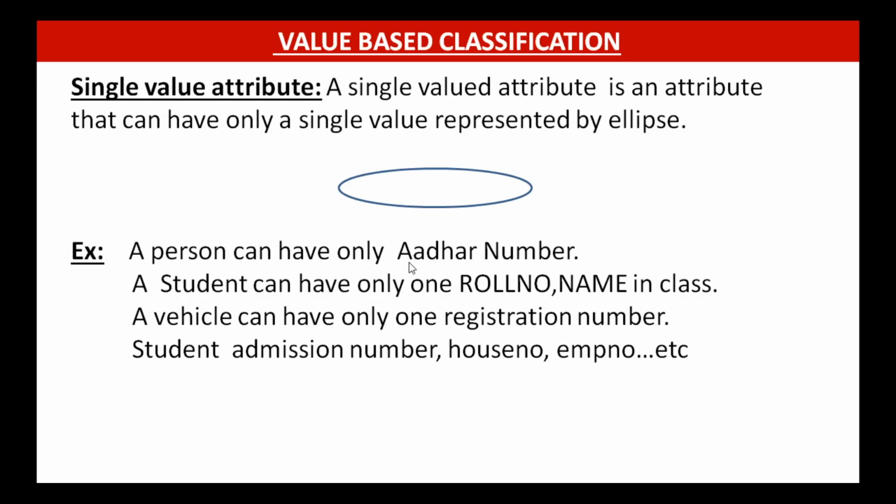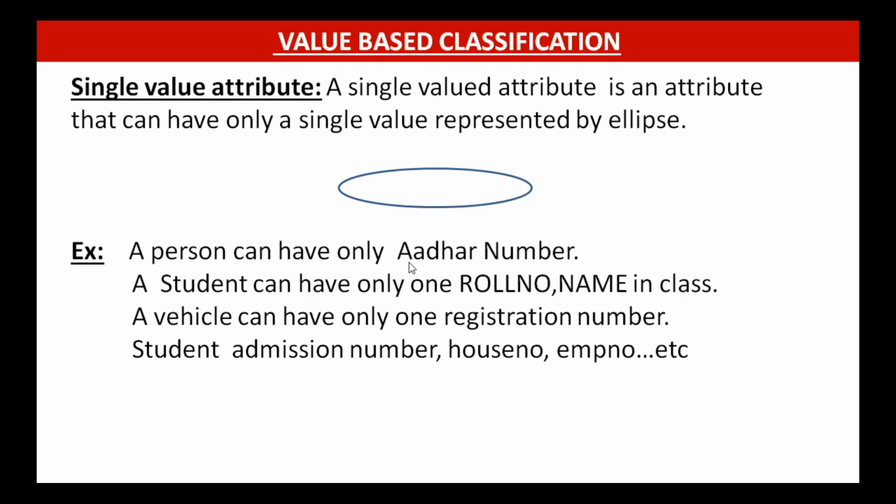Coming to the single valued attribute. What is a single valued attribute? In the value based classification, the first type of attribute is the single valued attribute. A single valued attribute is nothing but an attribute that has only a single value. It is represented by an ellipse symbol, which is also known as an oval.